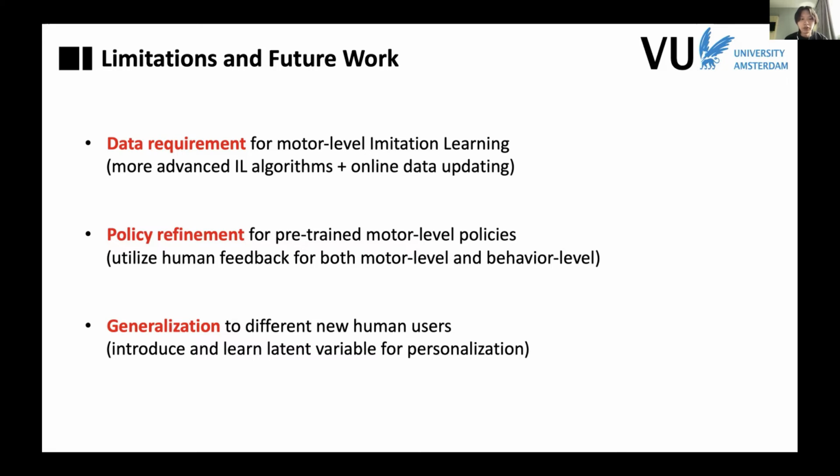So in the future, we are also considering to introduce some learned latent variables to further infer the hidden characteristics of different human social behaviors and integrate it into the state design and help the robot to be more adaptive to different human users.